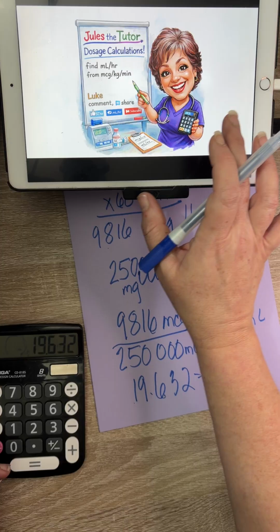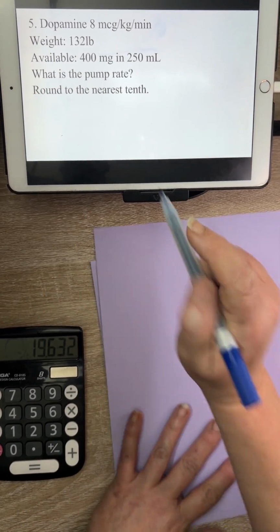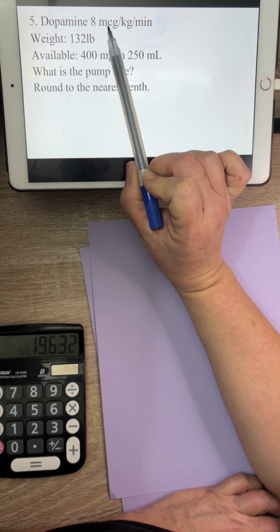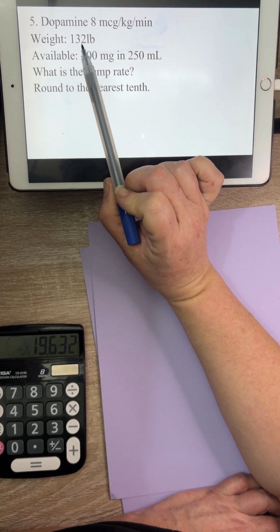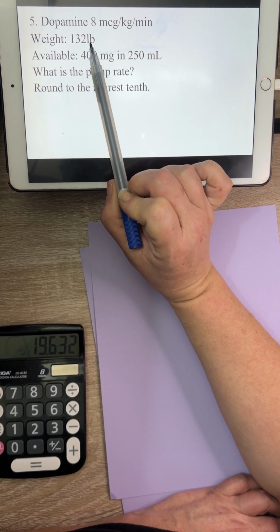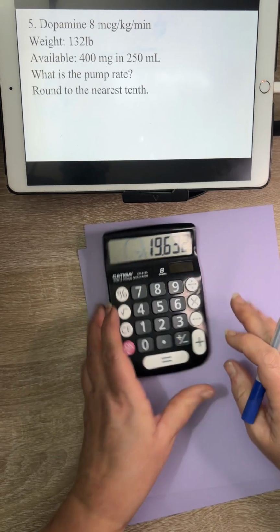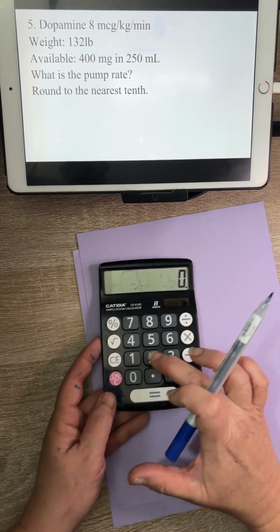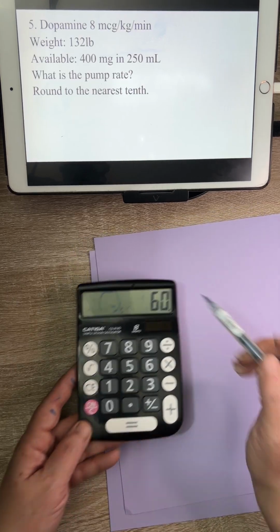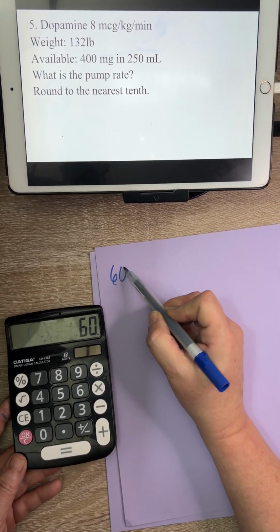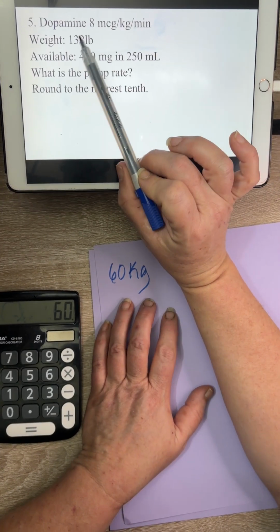I don't know how long this video is, but I'm going to go and do this one too. This is dopamine, 8 micrograms per kilogram per minute. And their weight is 132 pounds. You know, the first thing we have to do before anything else is convert that weight. So let's do that. Get your calculator. 132 divided by 2.2. Look, that's a smooth 60. Isn't that sweet of them? 60 kilograms. Now back to this equation.